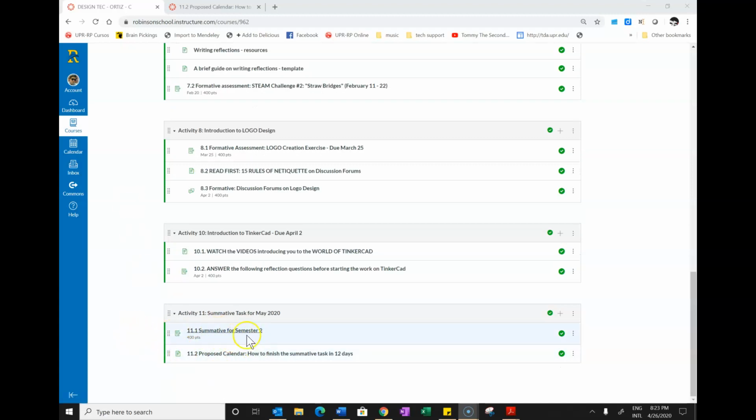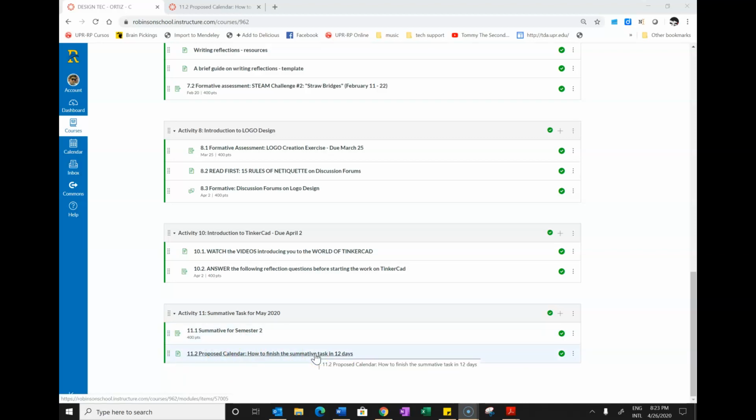One, which is the original entry for the summative, and the second one, which is this one, where I am giving you a calendar in which I suggest steps on how to make your work easier and faster. Now, we're going to ignore this one for a moment. So if reading this confused you in any way, ignore it, forget it, and let's focus on this one.